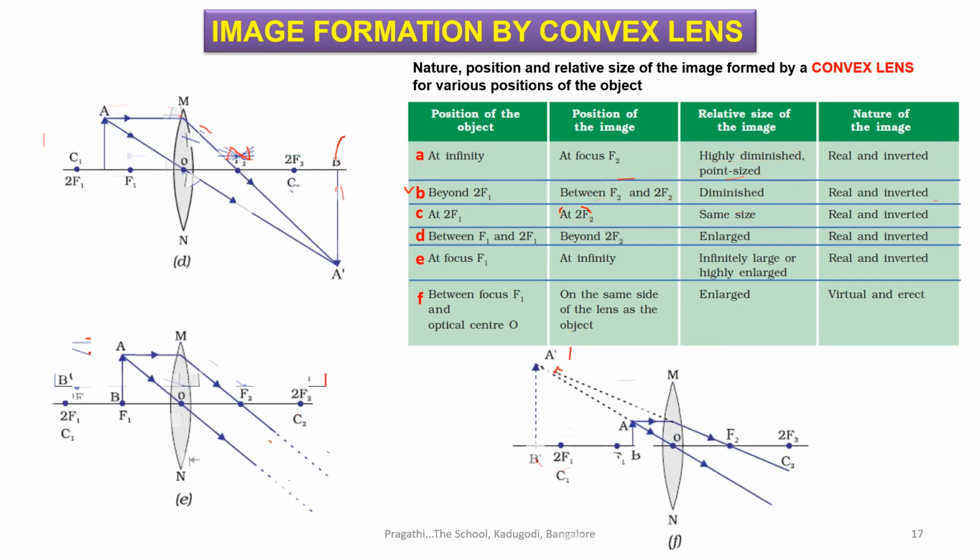We'll see case number D. Between F1 and 2F1, the object AB is kept here. As the law says, two rays should come out. One ray is coming parallel and passing here. The second ray is coming and passing through the optical center and joining here. So here it meets, and we have to draw the arrow head. So it becomes A dash B dash.